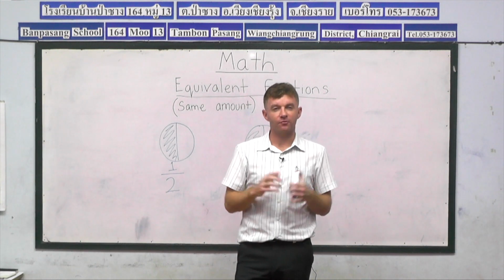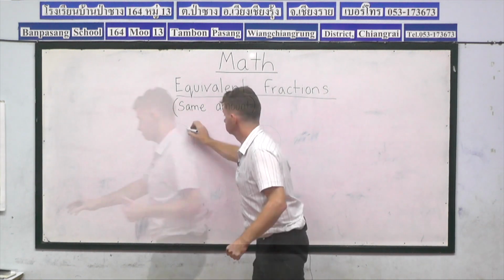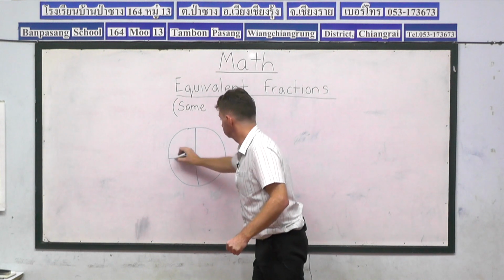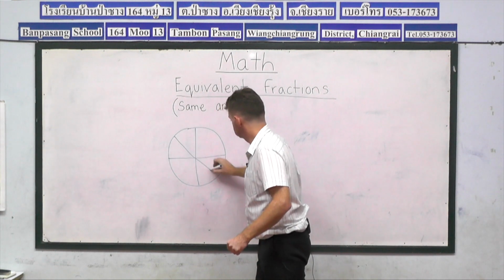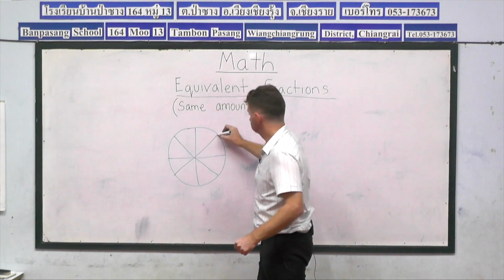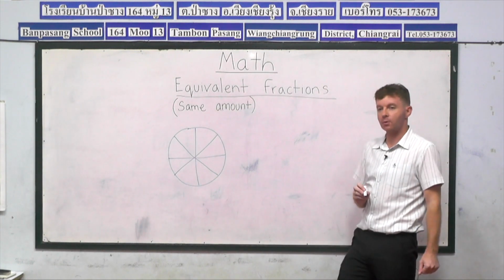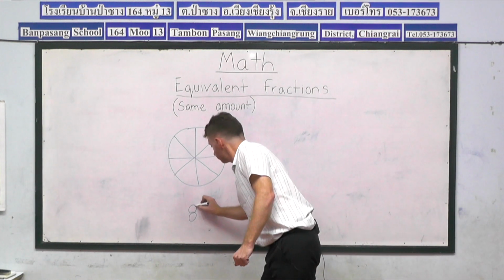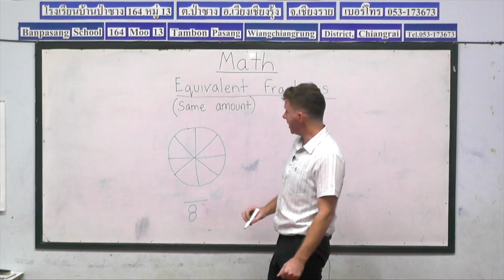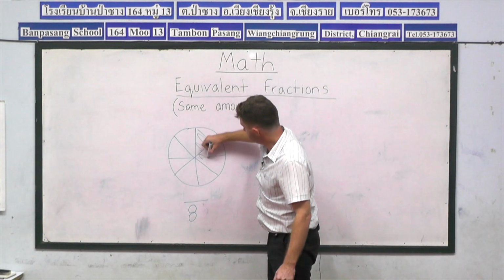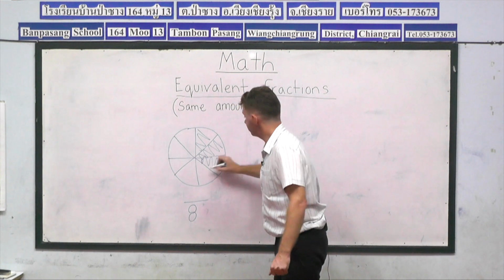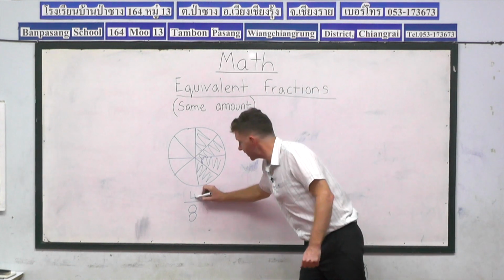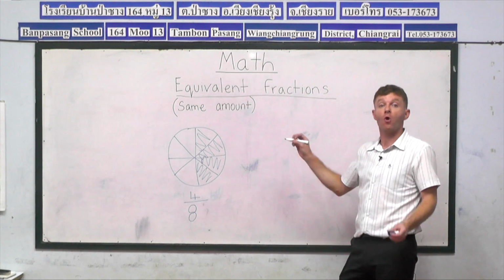Let's do another one to show how our students understand further. Okay, how many parts to our circle now? 8. So that's our denominator. And how about if I colour in 4 parts? Okay, so now we've got a fraction 4/8.